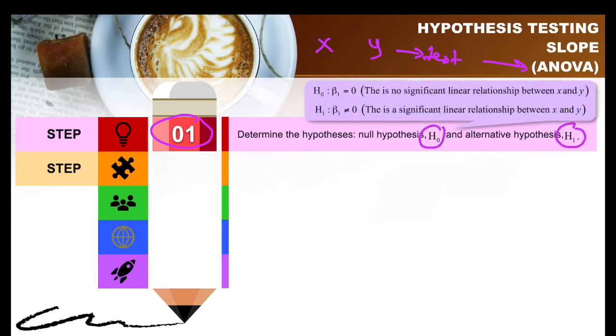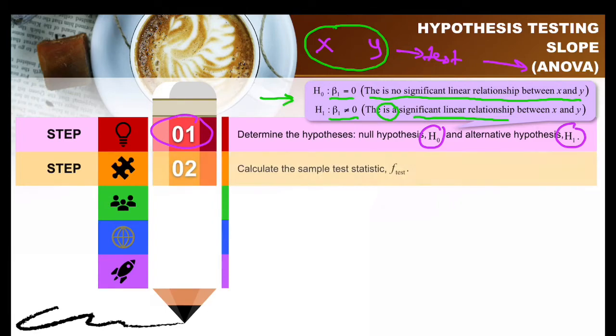Your H null is beta 1 equals 0, or you can write there is no linear relationship between x and y. If H null is beta 1 equals 0, our H1 will be beta 1 is not equal to 0. What does it mean by beta 1 not equal to 0? It means that there is a relationship between x and y. So you want to test between these two: is there any relationship between x and y?